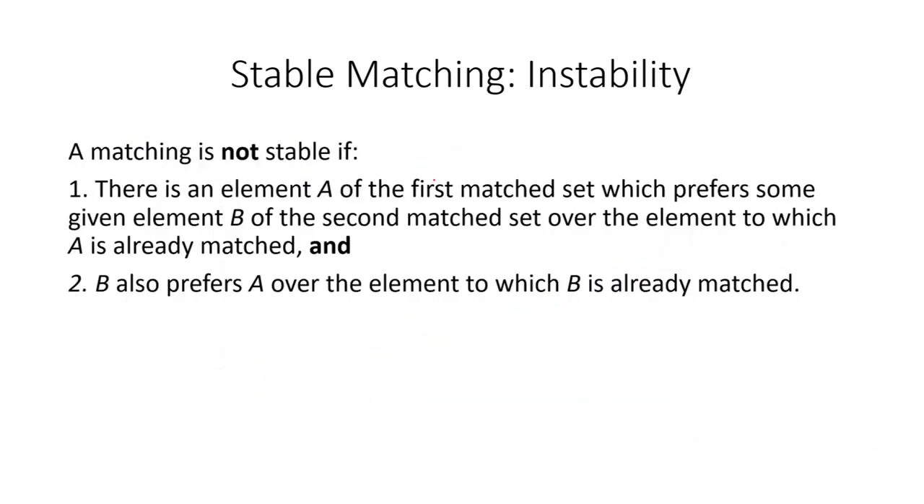So instability happens if element A prefers element B more than the current partner of element A, and vice versa. Boy A, the element B prefers element A more than the current partner of element B.